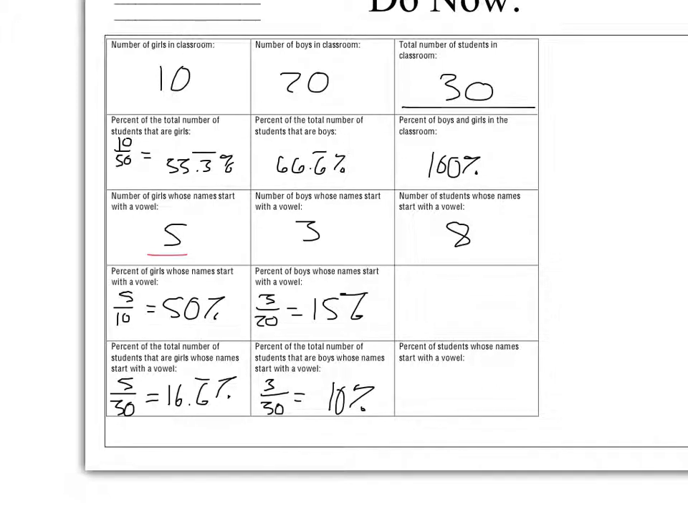And percent of students whose names start with a vowel. So this is going to be the total number of students who start with a vowel. That's 8 out of the total number of students out of 30, which gives us 26.6 repeating percent. All right, let's flip on over and look at our aim for today.